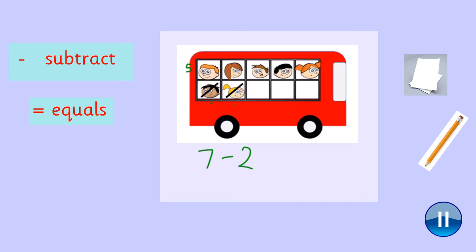7 subtract 2 equals, how many are left? I can see that the whole of the top line of the bus is still full. The top of the 10 frame is full. So I know that there are 5. So the answer is 5. Your number sentence should say 7 subtract 2 equals 5. If it does, give yourself a tick. Well done. If it doesn't, don't worry. Make your changes underneath. Well done for having a go.